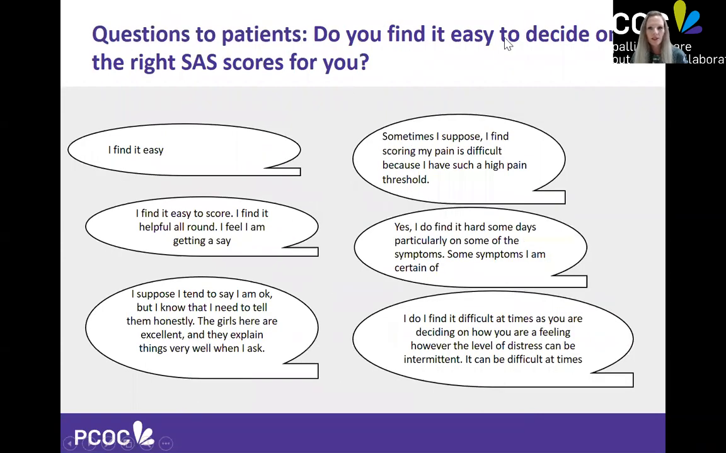Do you find it easy to decide on the right SAS scores for you? And most people do find it easy. Some people ask for more explanations. And some saying, yes, I do find it hard on some days, particularly for some of the symptoms. And some symptoms I'm uncertain of. So again, that gives us areas to look to improve in how we communicate the score and when are the right times to ask patients to rate distress.